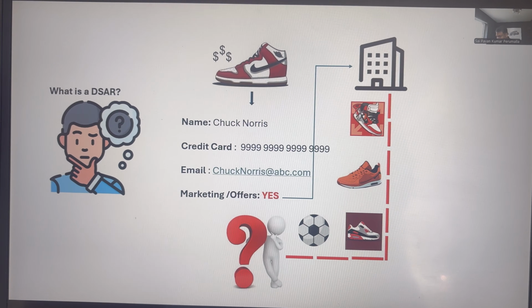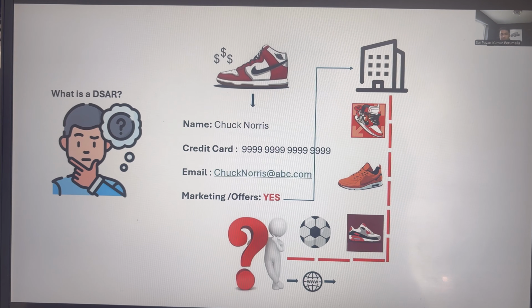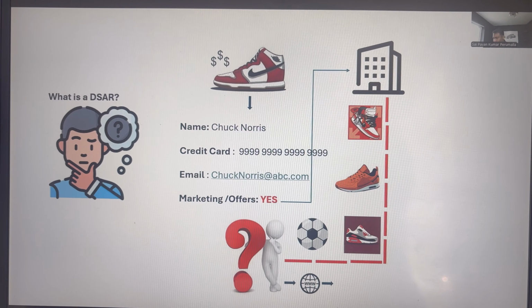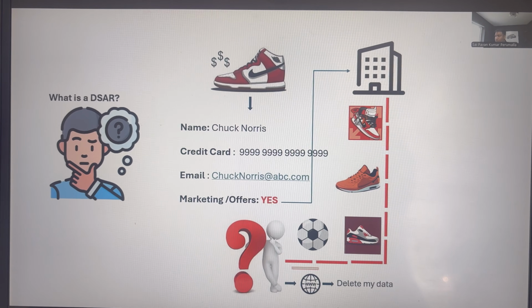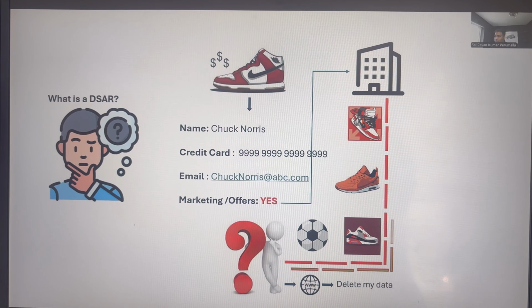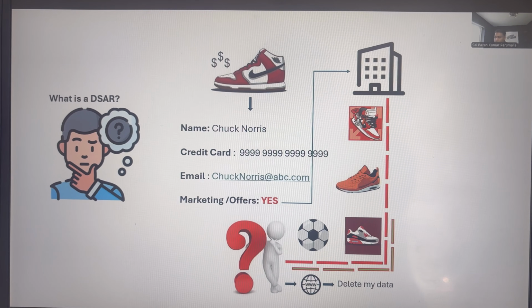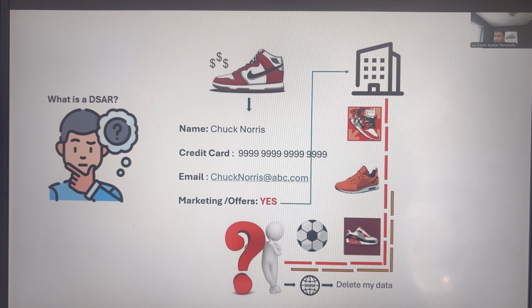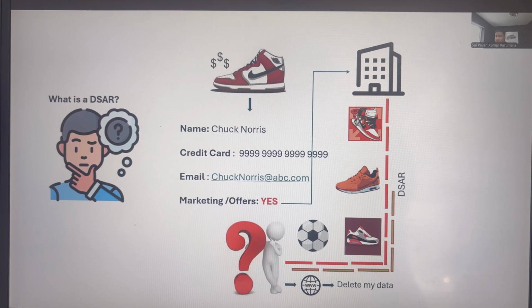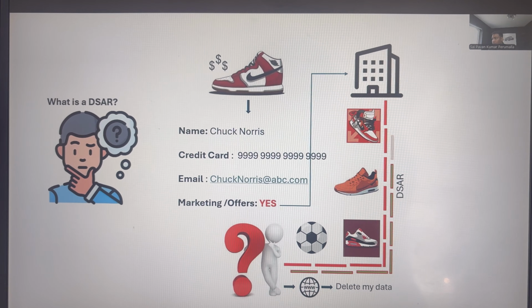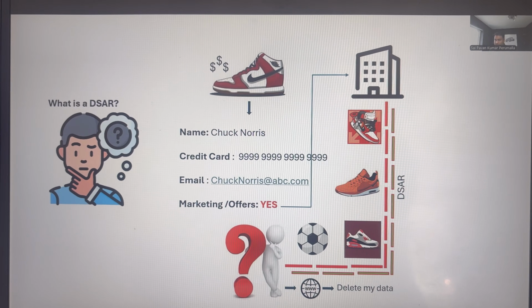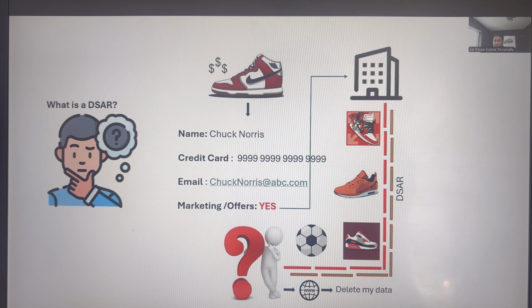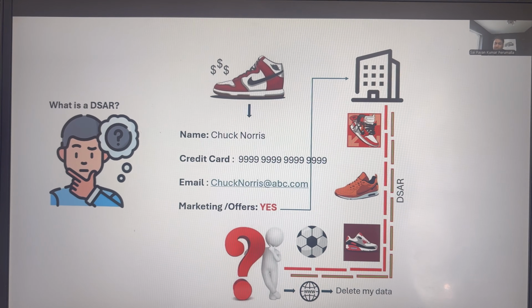So at this point, as a consumer, I'll start making some decisions. I go onto the Nike website and I say, please delete all my data. I think I've had enough of you guys trying to lure me with all these marketing materials. So this request that I'm making here is called a DSAR, data subject access request. And once Nike receives this request, they have to comply and respond to it within a given period of time.